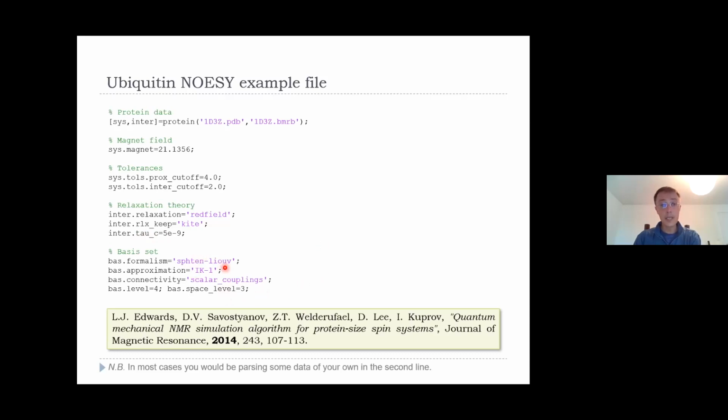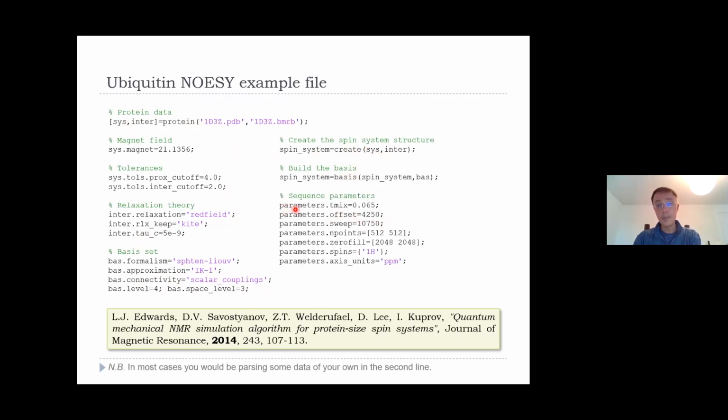A specialized basis set, that was the topic of my previous lecture of what this is. I will not discuss this here. And then exactly the same syntax. Create the spin system from this system and the interactions that we've read from PDB and BMRB. Build the basis, set the parameters of a NOESY sequence: mixing time, transmitter offset, sweep width, number of points to zero fill before the Fourier transform, the working spins, in this case protons, and the units of the axis.